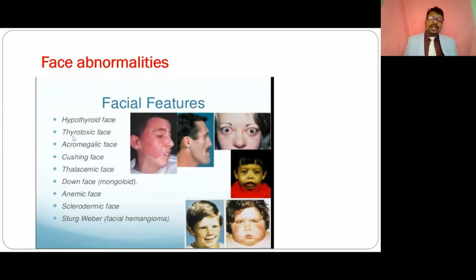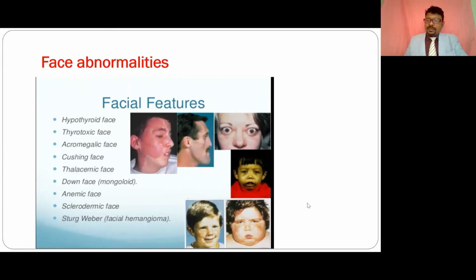We can find many different types of facial appearance. These are the hypothyroid face, thyrotoxic face, acromegaly face, Cushing face, thalamic face, Down's face, anemic face, sclerodermic face, and Struck-Weber face. These are the different facial appearances in different disease processes, and we are going to discuss them one by one.